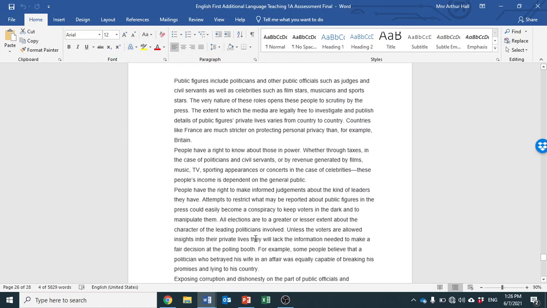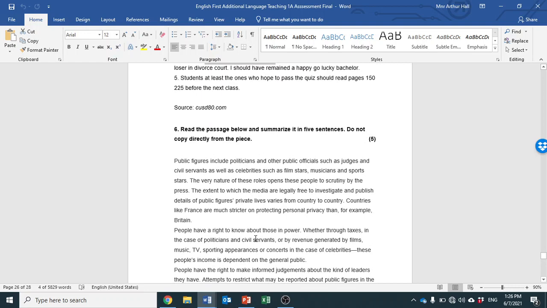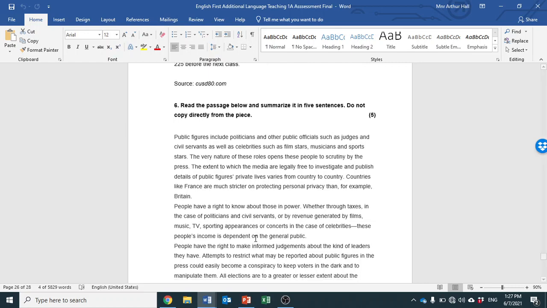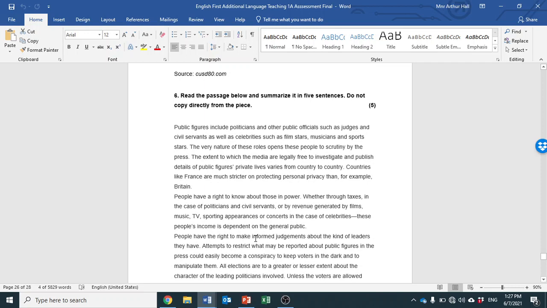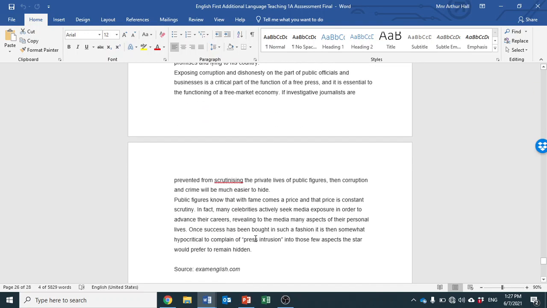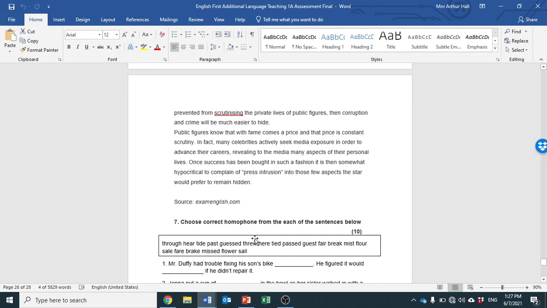Number 6, I wanted you to read the passage below and summarize it in 5 sentences. Some of you really messed this up. Okay, all you have to do is select 5 relevant sentences from there, change the words, and then you're good to go. I did not say so many words. So please have a look at that. Remember your pure method and the fact that you're only using it in reverse now. With homophones and homonyms, there wasn't much problem.